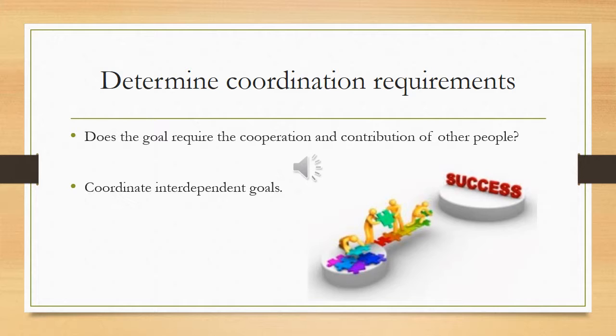Last but not least, we need to determine coordination requirements. Is the achievement of any person's goals dependent on the cooperation and contribution of other people? If so, a potential for conflict exists. It is important in such cases to ensure that these goals are coordinated. Failure to coordinate interdependent goals can lead to territorial fights, abdication of responsibility, and overlapping of effort.